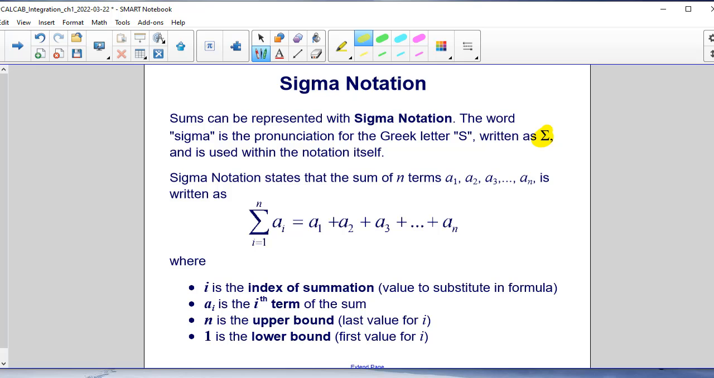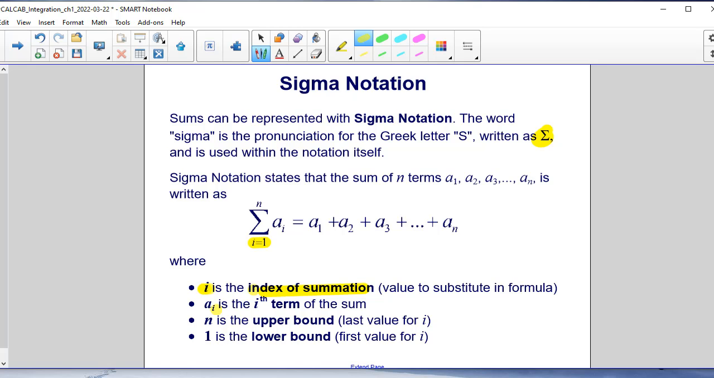Sigma notation states that the sum of n terms, n means any number, and those terms can be a1, a2, a3, up to a sub n, is written as the notation you see below. Now let's dissect what this means. So i is the index of summation. That's the value to substitute into the formula. So whatever i is here, we're going to start with 1 and we substitute that into the formula.